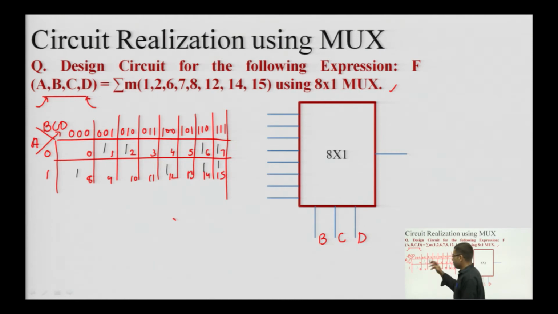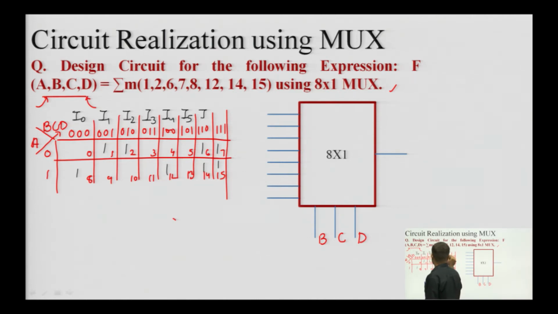So, now we have to use this structure to find the connection for the input side. It is very much clear that if BCD is equal to 000, then I0 will be selected. Similarly, for 001, I1 will be selected. Similarly, I2, I3, I4, I5, I6, I7. Okay. Checking this I0 column, I can see that there is a single one which corresponds to A equal to 1.